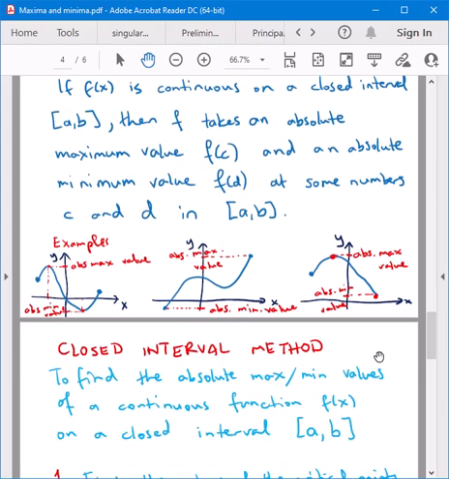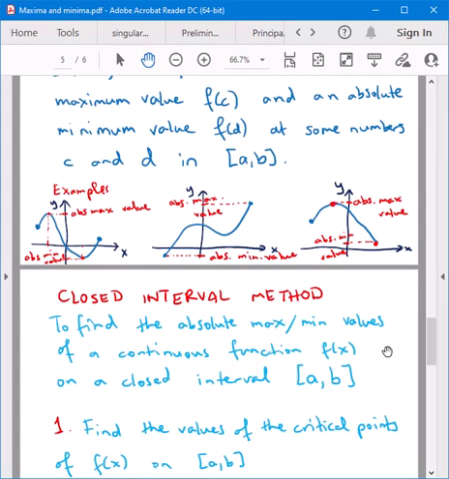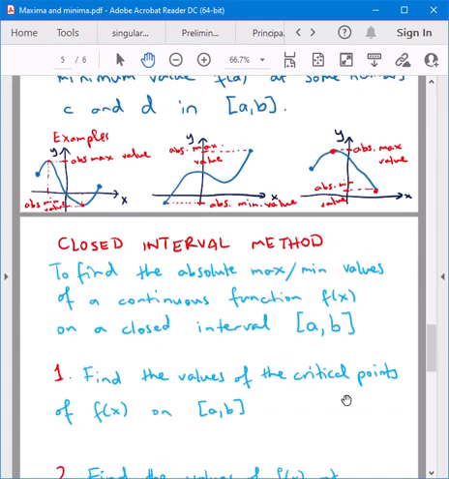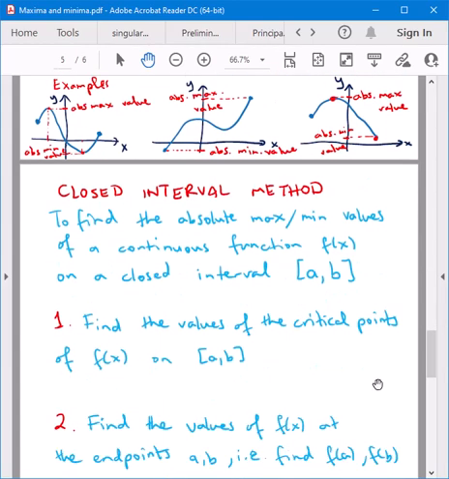So to find the absolute maximum and absolute minimum values of a continuous function on a closed interval a to b, we check the critical points and we check the endpoints because of this extreme value theorem, and this is called the closed interval method. So we first find the values of the critical points. Look at the first left picture: at the absolute maximum, the derivative is 0 there, so it's a critical point. Or look at the absolute minimum. Well, it's happening at a critical point.